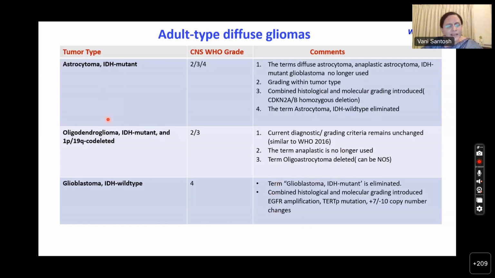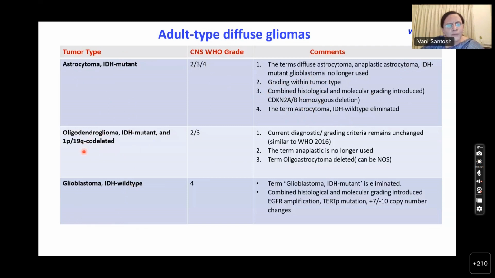So this table is only to revise what we have learned. Among adult-type diffuse gliomas, there are 3 tumor types. The first one is astrocytoma IDH mutant. These are graded as CNS-WHO grade 2, 3, and 4. That has replaced the previous terminologies, diffuse astrocytoma, anaplastic astrocytoma, IDH mutant glioblastoma, which are no longer used. There is grading within this tumor type. That's why there is grade 2, 3, 4. We use a combined histological and molecular grading for this tumor. Both histology and molecular will be taken into consideration. And astrocytoma IDH wild type is eliminated.